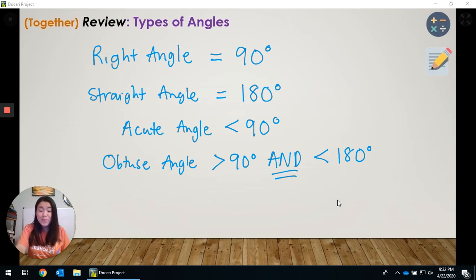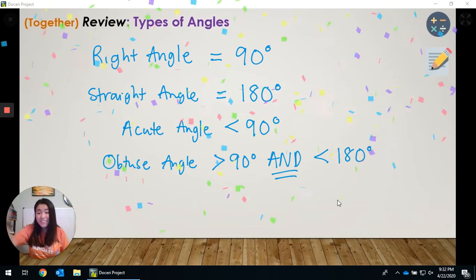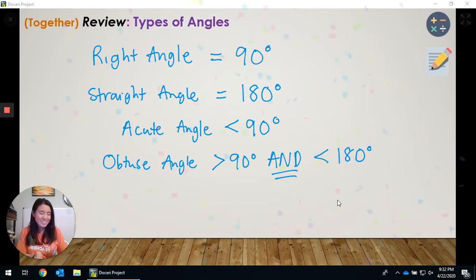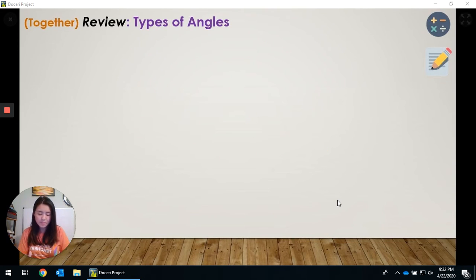Hopefully you got all four of them right, and if you did, here's your confetti. Congratulations. Okay, keep these notes by you because they will be super helpful during our practice problems. Okay, let's go ahead and start those practice problems.